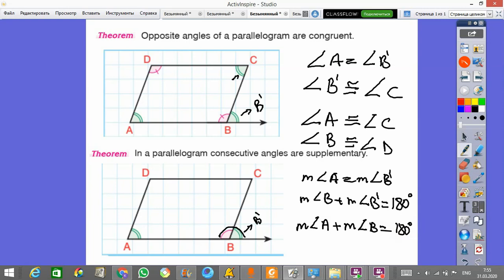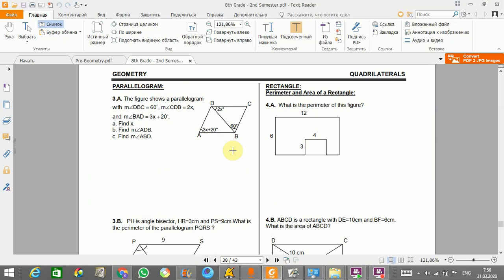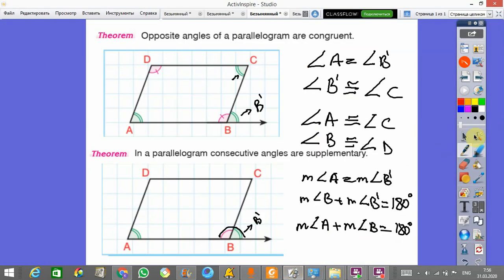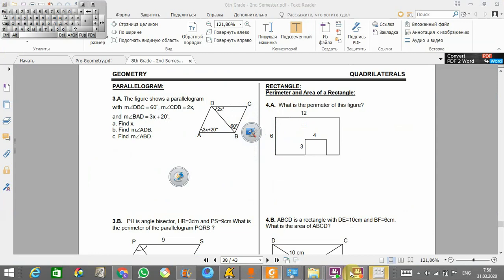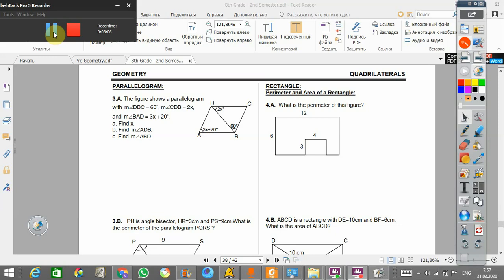Okay, let's solve one example from activity book exercise 3.